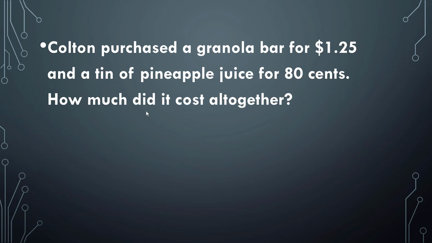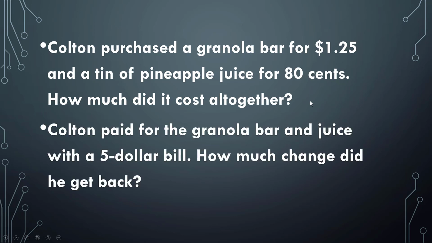Colton purchased a granola bar for $1.25 and a tin of pineapple juice for 80 cents. First of all, that's a very weird combination. But secondly, how much did it all cost? How much did it cost altogether? Well, we just got to line it up. So you take the 1.25 and you take the 80, you put a decimal here and put 80 underneath there. 0 plus 5, 5. 2 plus 8 is 10, so 0 goes down. Carry a 1 over, so that ends up being $2.05.